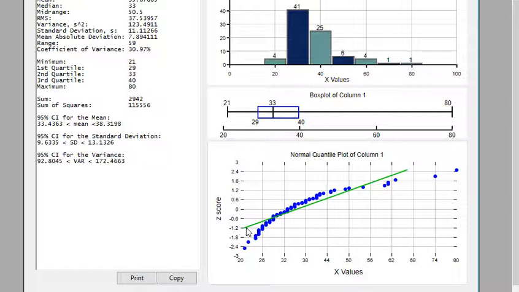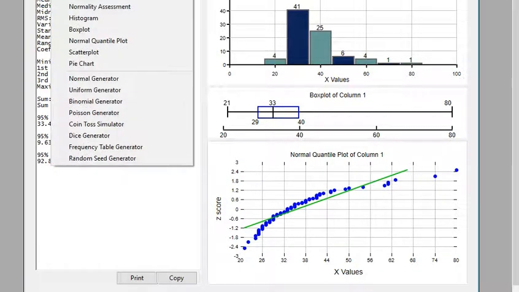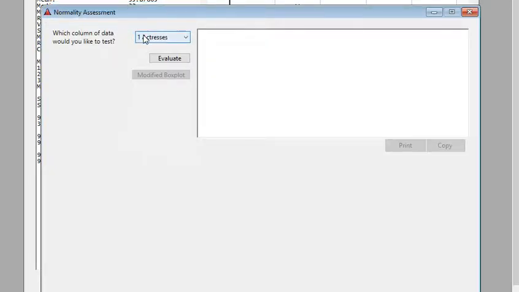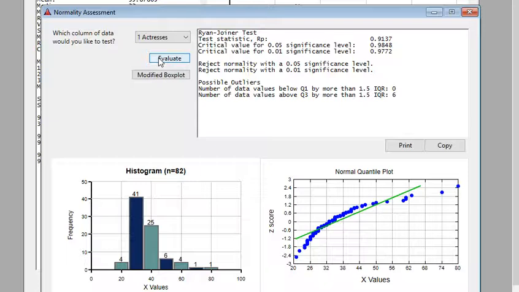If you want to get a little bit more specific, then what you can do is a test. And we'll understand a little bit more about this later. But if you go to data and then go down to normality assessment, then this will allow us to a little bit more objectively determine whether or not our data appear to come from a normal distribution. So again, click on data, then scroll down to normality assessment. It's going to ask you what column do you want to assess. We can do actresses. You click evaluate.